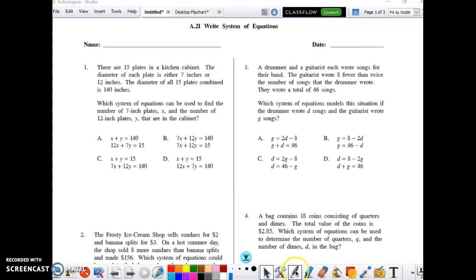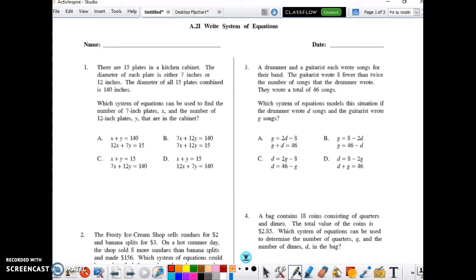Hey, today we're going to be writing systems of equations. And by the looks of the answer choices, you know that it's going to be two equations that you're going to be writing, because a system means two things, right? So we're going to practice some and we're going to use keywords to figure out these equations. Let's go ahead and get started with problem number 1.